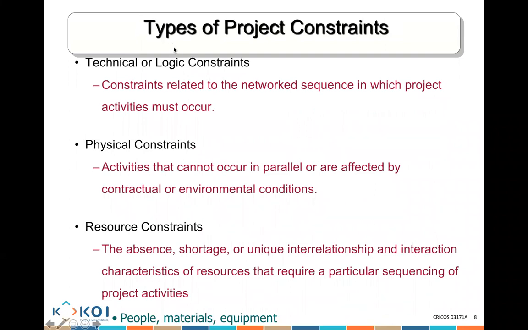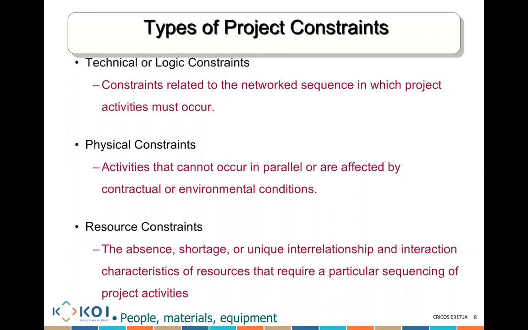There is sometimes what we call a technical constraint. These are constraints related to the network sequence in which project activities occur. For example, you cannot test any code before you actually write the code. This is simply a technical constraint. You need to write the code before you can test the code. Technically, there's no other way for you to do that job.